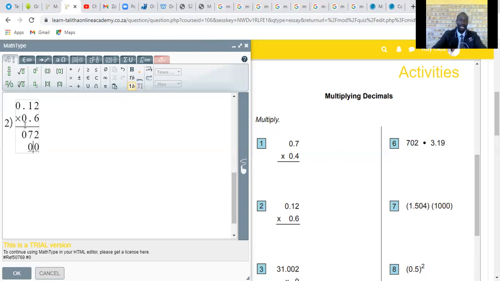Then the next thing is this 0 must multiply 1. When we multiply 0 by 1, we get a 0. Then when we multiply a 0 by a 0, we get a 0. So once again, 0 by 2 gives 0, which is under 7 here. 0 by 1 gives 0, which is under 0. Then 0 by 0 gives 0.